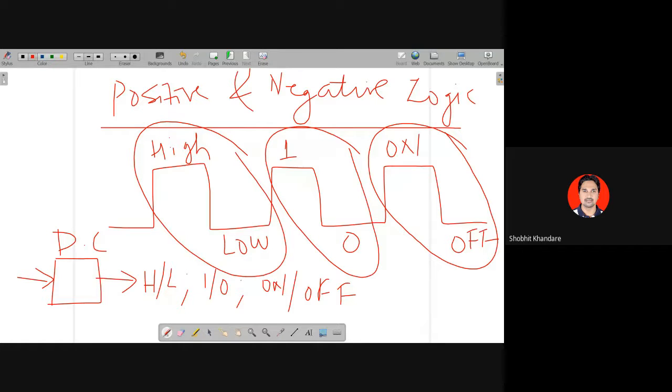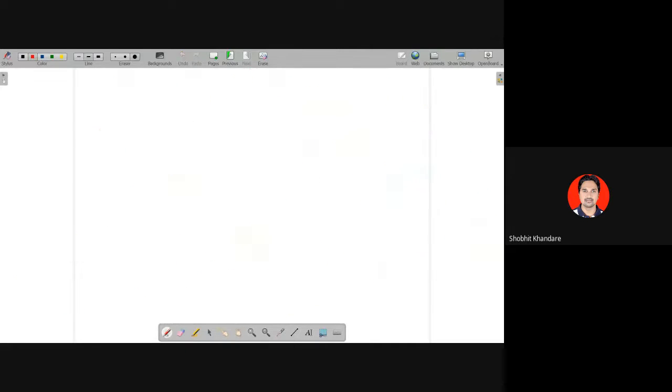Okay, now here I am going to explain to you what is a positive logic and negative logic. Now here in positive logic, try to understand that you have a high voltage level for logic 1 and a low voltage level for logic 0. Now that means, whenever I talk about the logic levels, that is a positive logic level, you have high voltage. Now here high voltage means what?